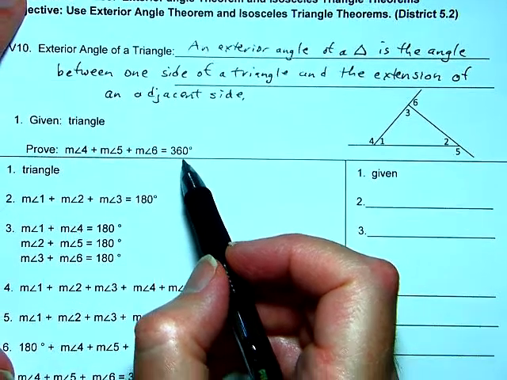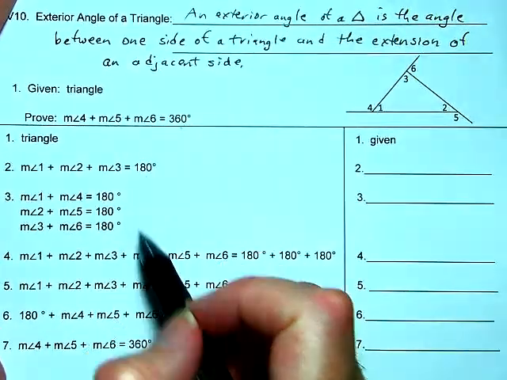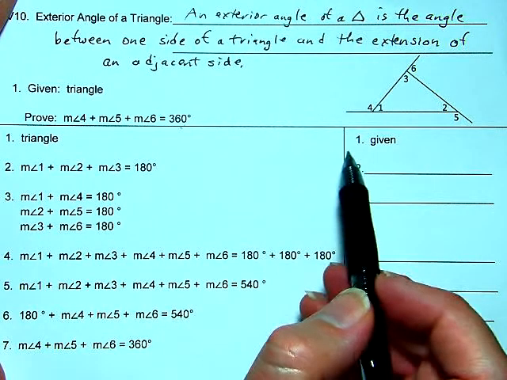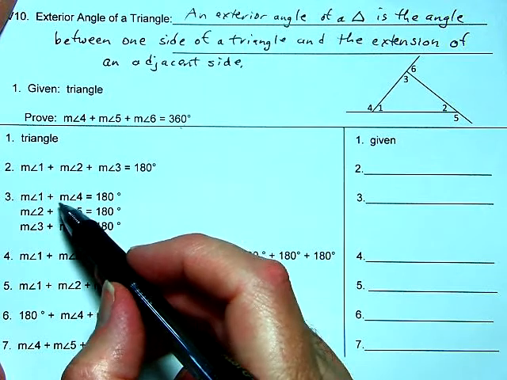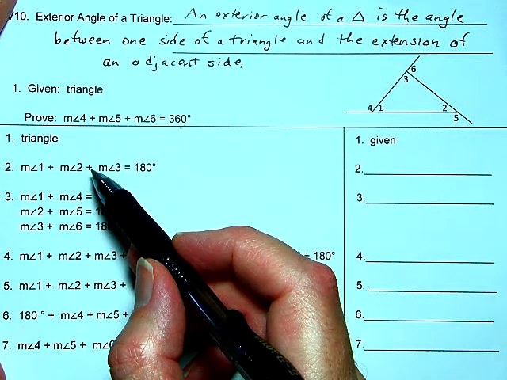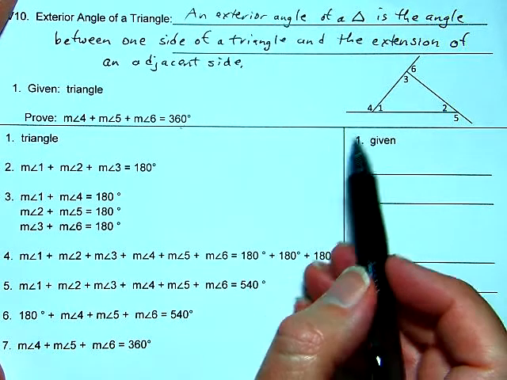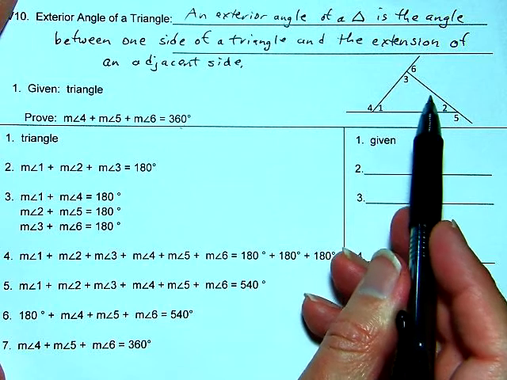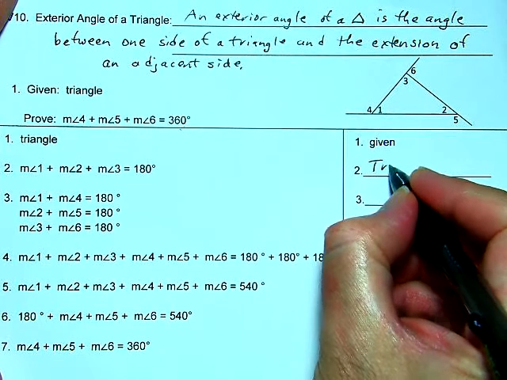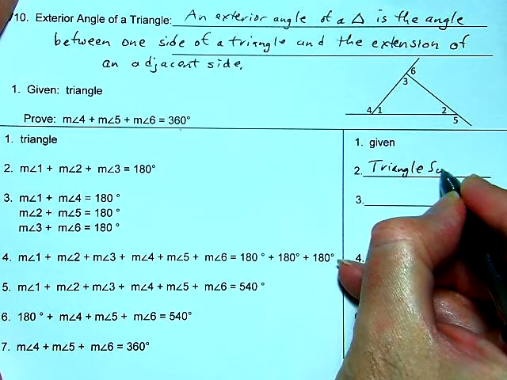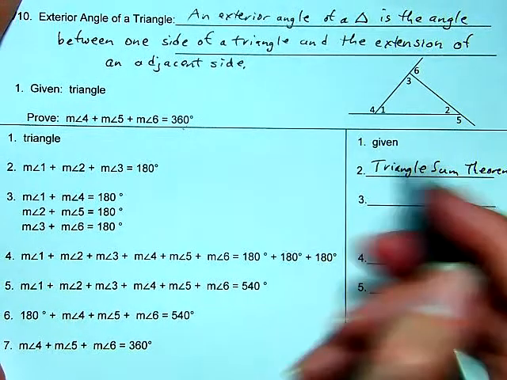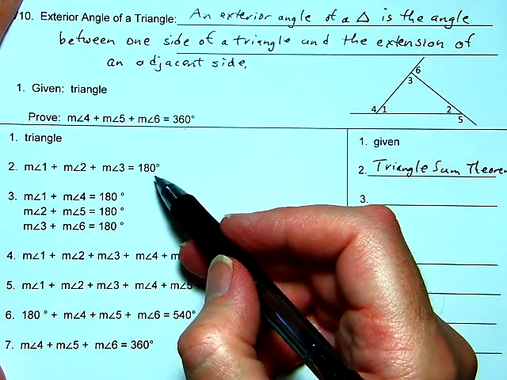So let's start with the proof. And the statements are given, we just need to fill in the reasons. We have a triangle, which is given. And our first statement is that the measure of angle 1 plus the measure of angle 2 plus the measure of angle 3 is equal to 180. In other words, the sum of the interior angles of a triangle is equal to 180. We call that the triangle sum theorem. And we've already proved that, so we can use that as a theorem.